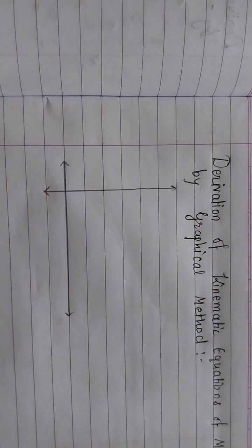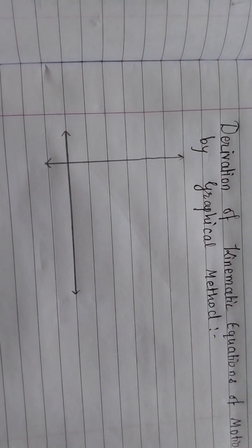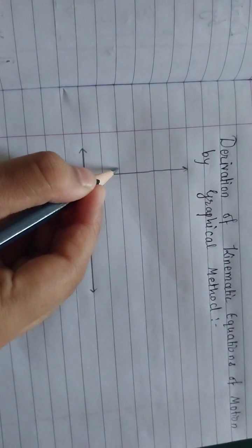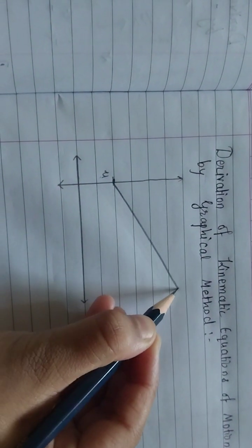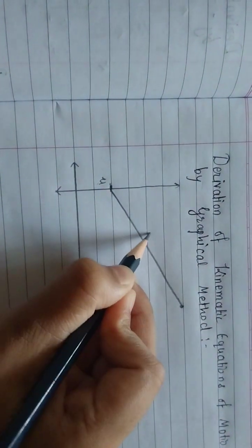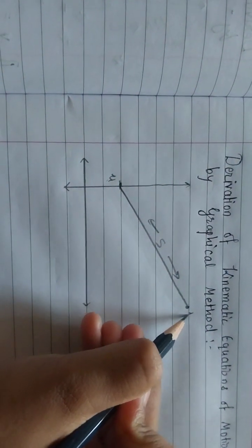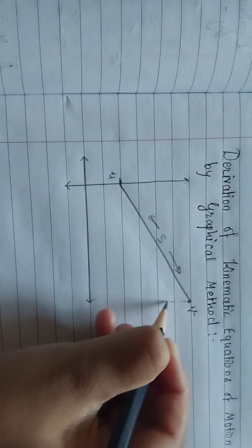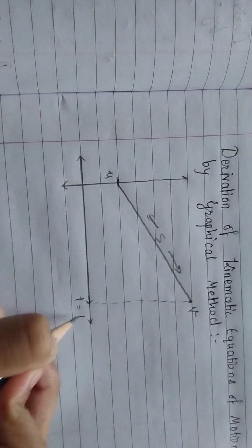Hello everyone, today we are going to derive the kinematic equations of motion by graphical method. First of all, we will consider a body which is traveling with initial velocity u from a point, and travels some distance s and reaches the point where its final velocity will be v in the time t, that is t seconds.